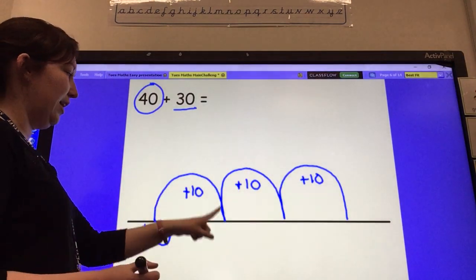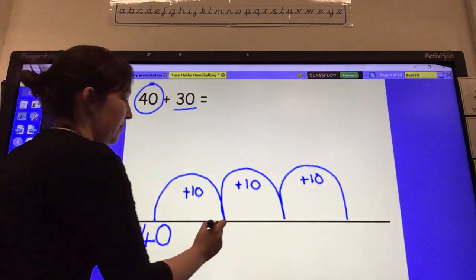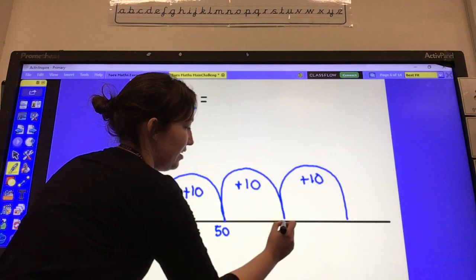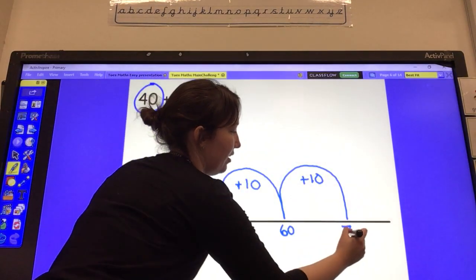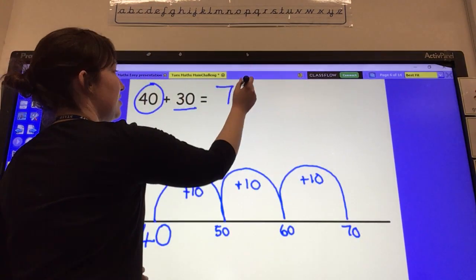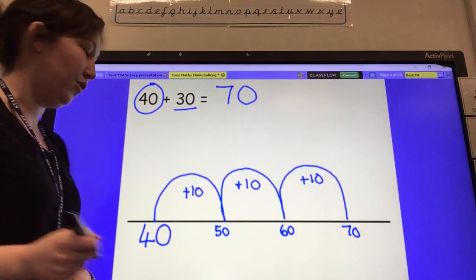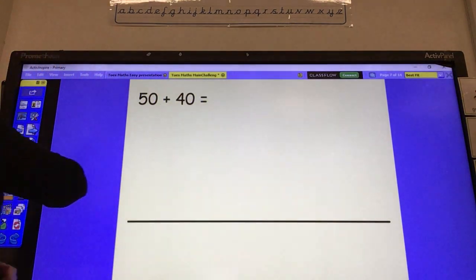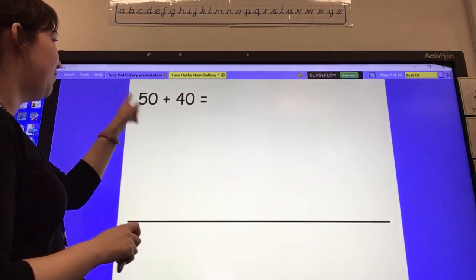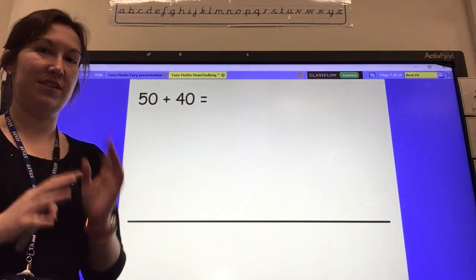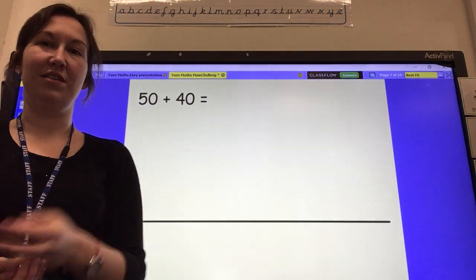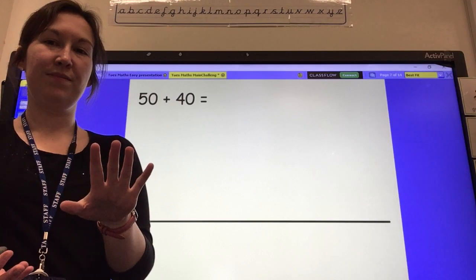So 40, add on 10, counting in 10s: 40, 50, 60, 70. So the answer is 70. Well done if you got that one correct at home. Next one for you to have a go at is 50, add 40 equals. Same strategy, can you work out the answer? So pause the video here.